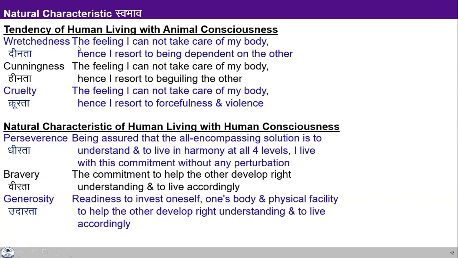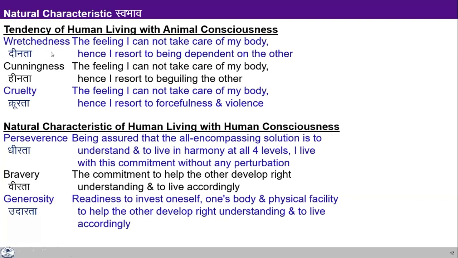For example, a person goes to another person, depending on the other to fulfill one's need. Let's say he is begging for some physical facility. Initially he is begging. This is the state of wretchedness, so that the other person can provide something. But when begging doesn't help, he resorts to cunningness. He says certain things so that the other person may feel impressed and give some physical facility to him. This is cunningness. But if that still doesn't work, then he has a feeling of being cruel to the other: thrash him once, and then he will of course give you the money.